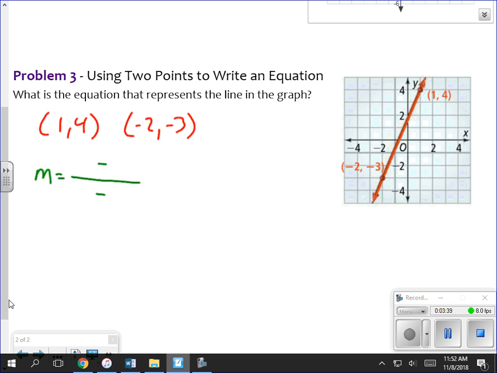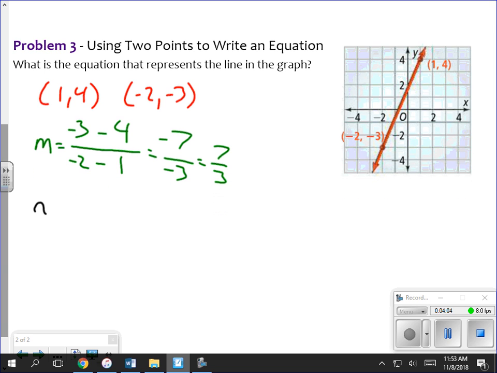So I'm going to use the second one first. -3 minus 4 over -2 minus 1. Y minus y over x minus x. That gives me -7 over -3, which is 7/3. The two negatives cancel each other. That's my slope. And now I want to write my equation, so I use the point-slope formula. And remember, it's y minus the y coordinate equals your slope times x minus your x coordinate, and it does not matter which x and y coordinate I use, as long as I use the same one in the equation.